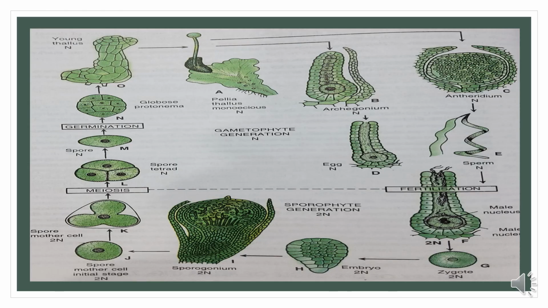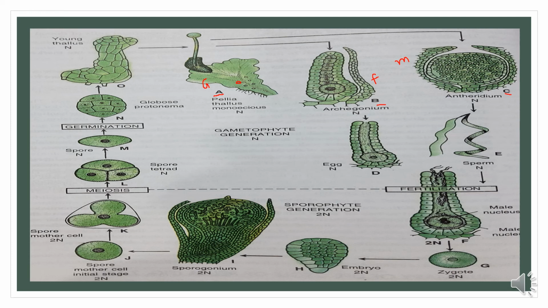So this is the life cycle of Pellia. We see that this is the structure. A is where germination of the spore occurs. This one is the gametophyte, which bears gametes. C is the antheridia, and B is the archegonia. This is the female reproductive organ, and this is the male reproductive organ. So ultimately these are the structures which are formed, that is the sperm and the egg.